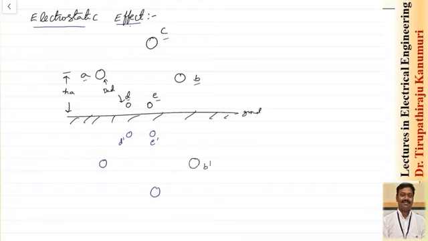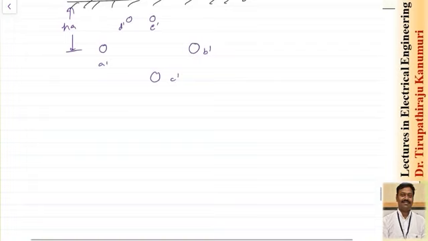This is represented by B dash, C dash and A dash. So the distance will be the same, and this distance will also be the same with respect to A dash. HA will be equal to HA dash, or both are the same. So now, using the method of images, let us try to solve.